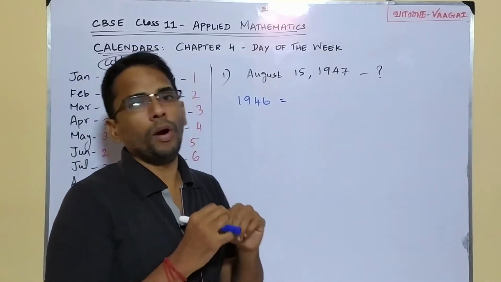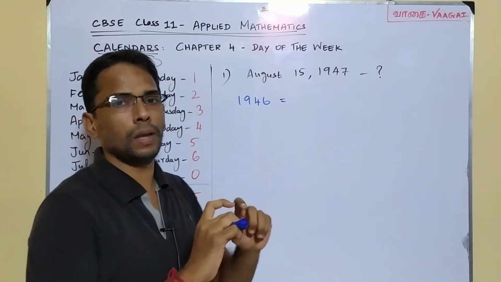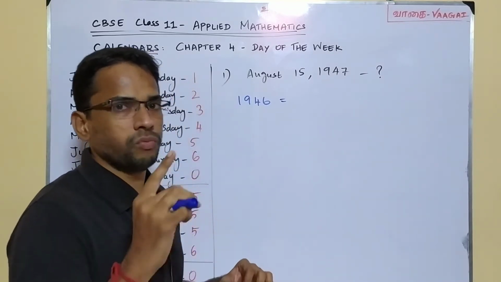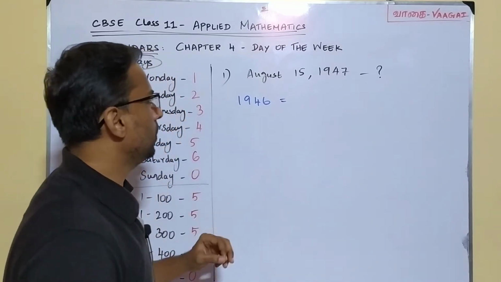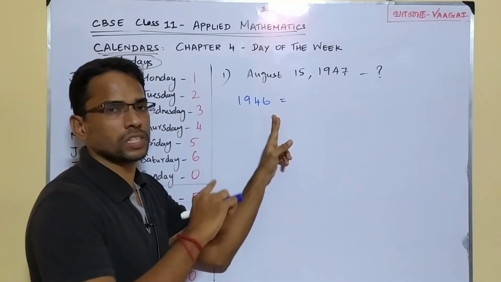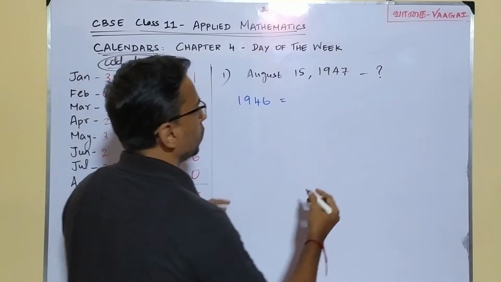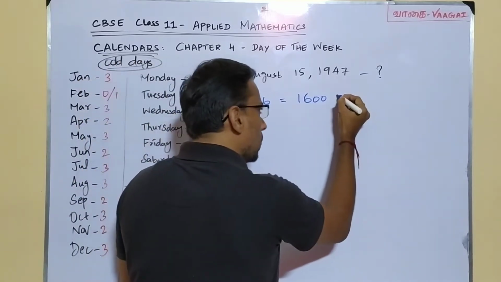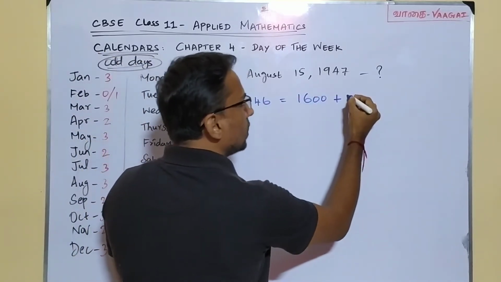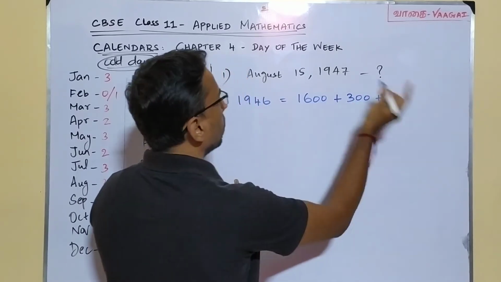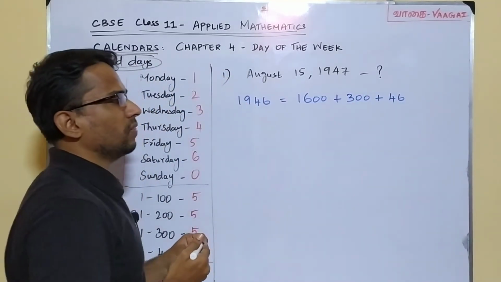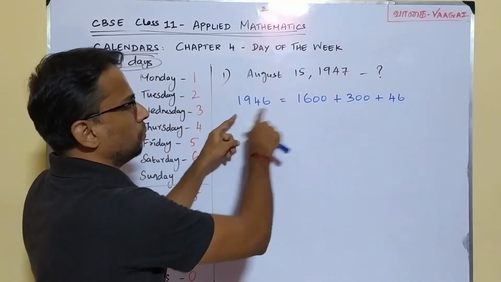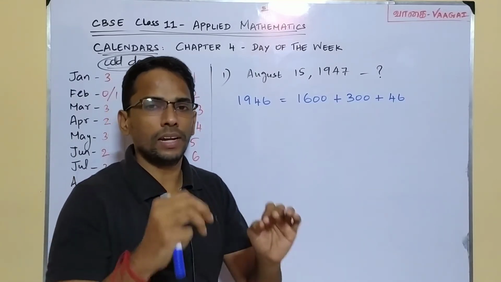And one more important thing is we are going to split this number 1946 into parts. And how are we going to split it? Very carefully you have to listen to that. The way I am going to split this 1946 is like this. First I am going to take 1600, then plus another 300, then plus another 46. Now this is the way I am going to split this 1946. You may ask why? What's the reason for splitting this number like this? Yes, there is a reason. Let us see that in detail now.